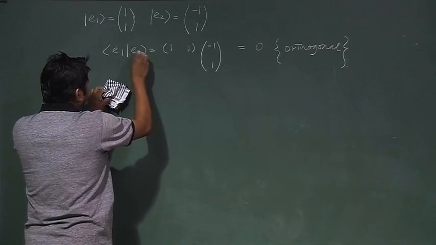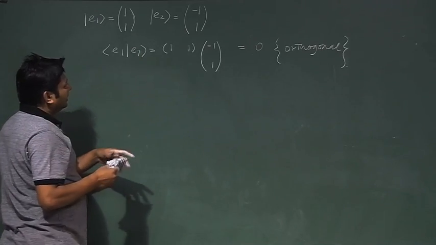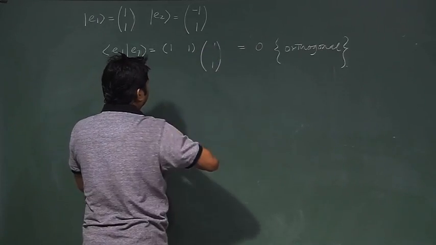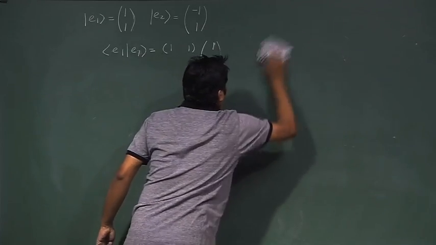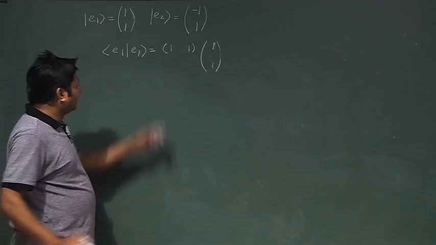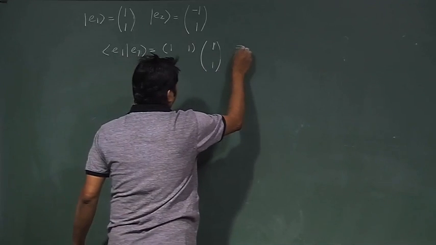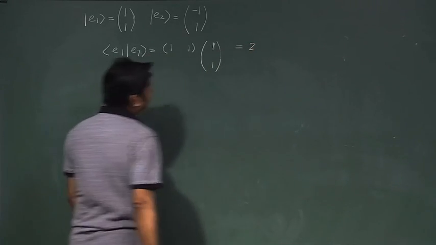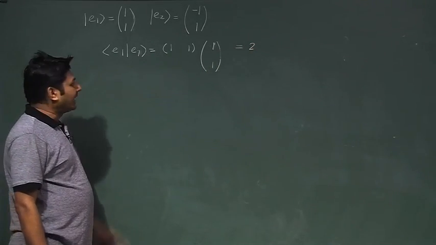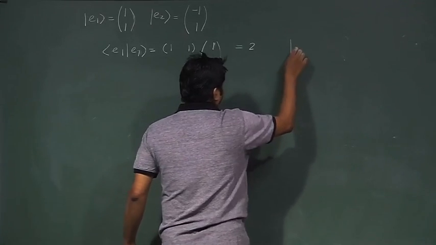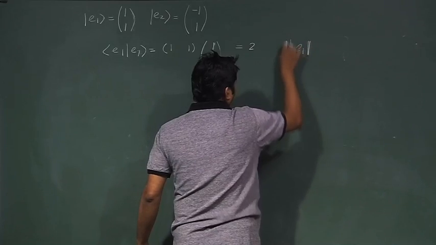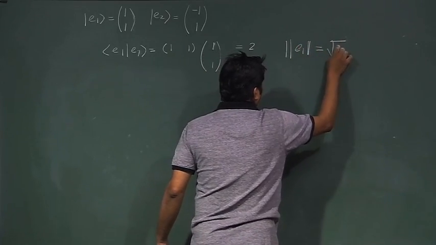So I will change that E1. I will make these things 1, and then what is the value I have? I will have value 2 readily. So that means the norm of E1 is root over of 2.